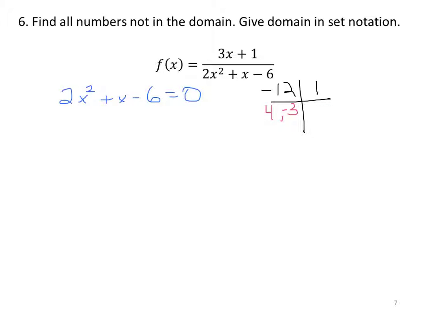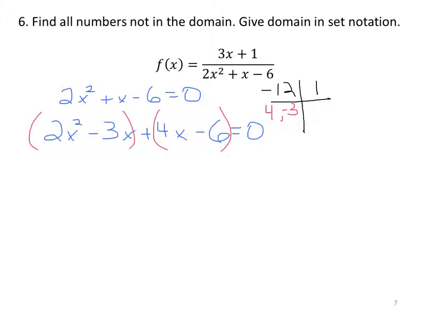And here's where grouping differs from reverse FOIL. In grouping, we write the first term, and then we break up the middle term based on these two numbers we just found. So our middle term becomes -3x plus 4x. So if you have a minus and a plus, put the minus first. You don't have to, but it helps you not to make an error with your negatives. And then we write the last term. And so now we do the grouping like this.